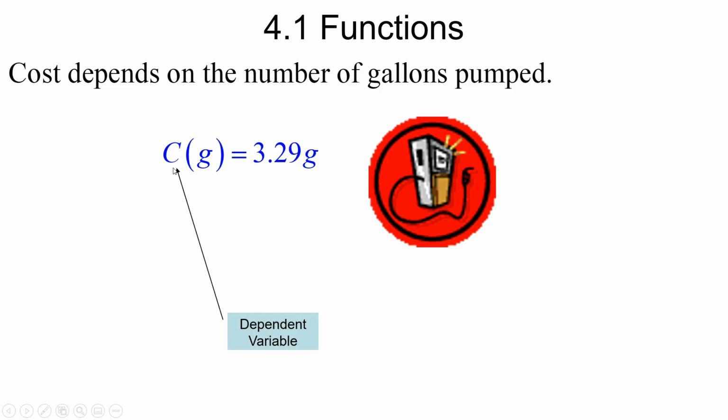So that c is my dependent variable because it depends on what? Cost depends on how many gallons I pump. And g is the independent variable, the number of gallons. Because my cost function will be in terms of the number of gallons of gas that I pump, my total cost.